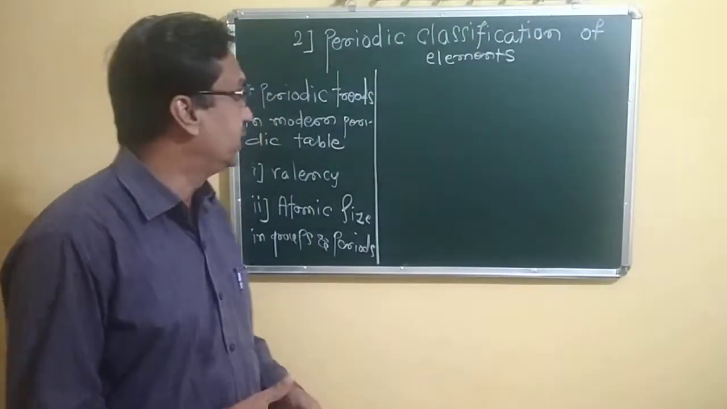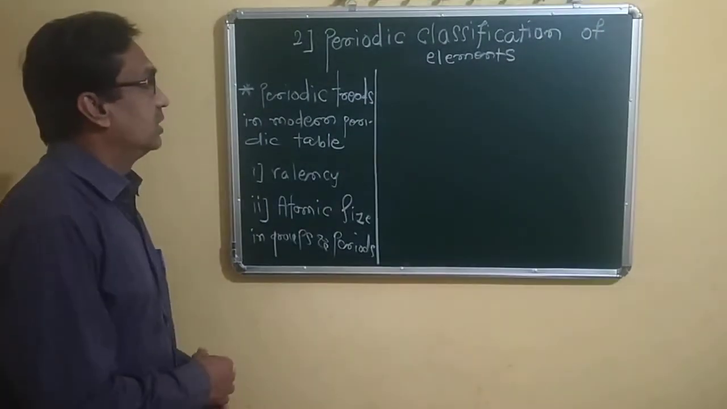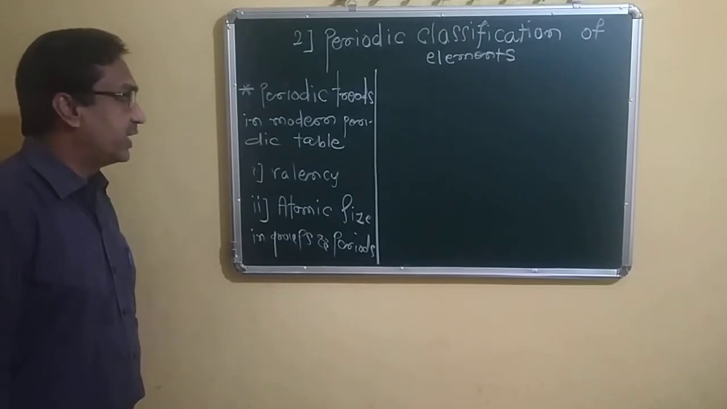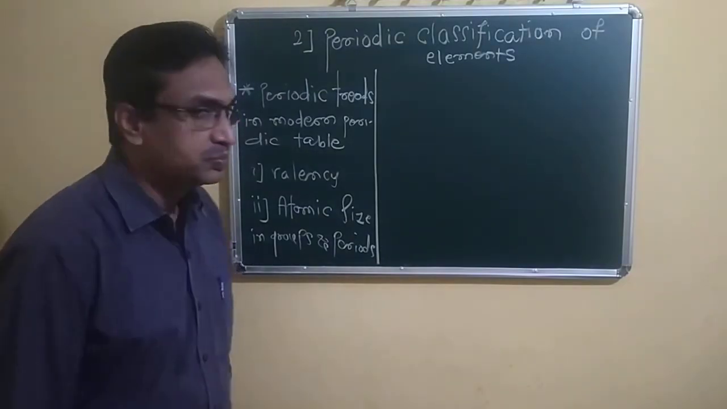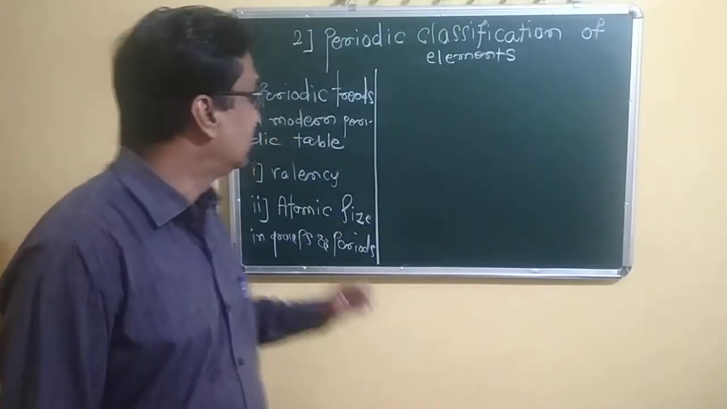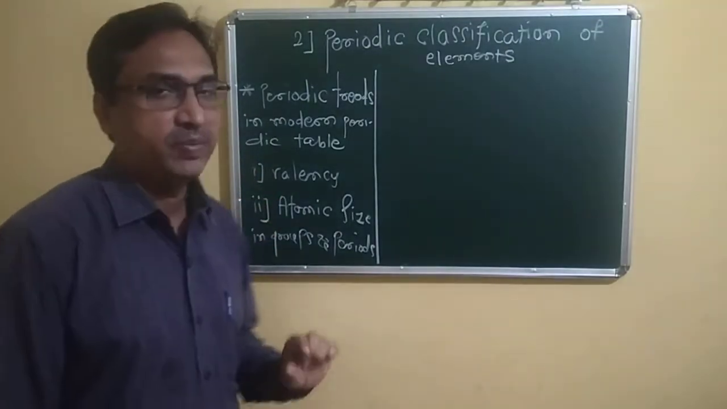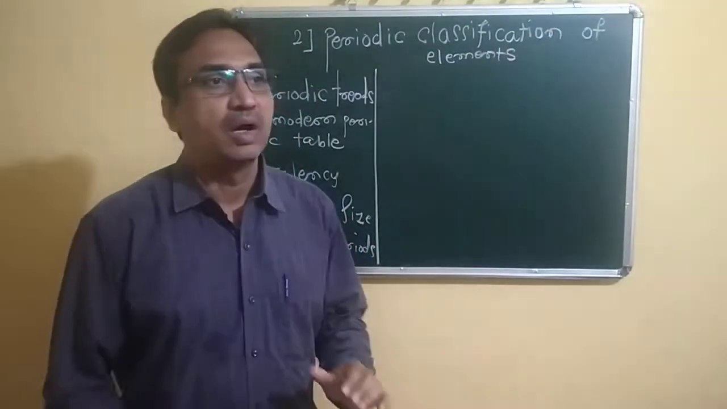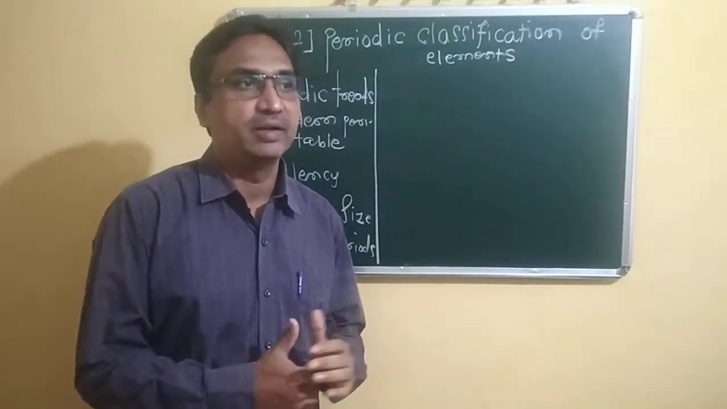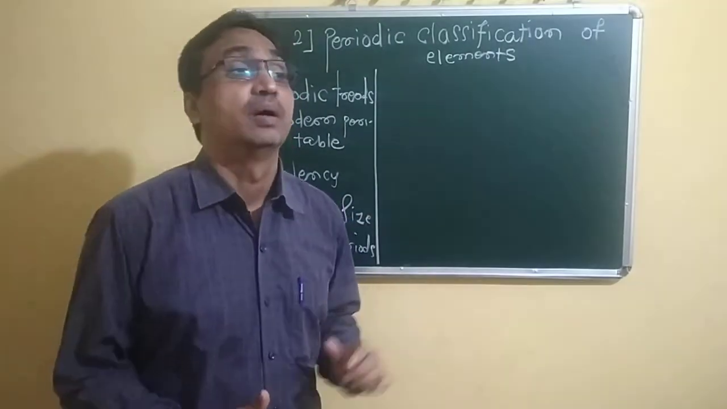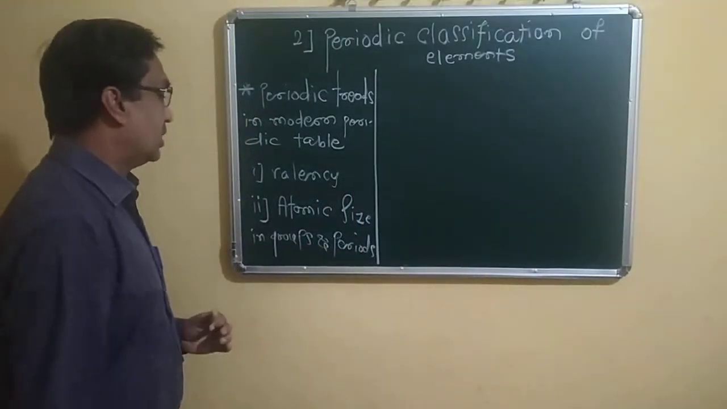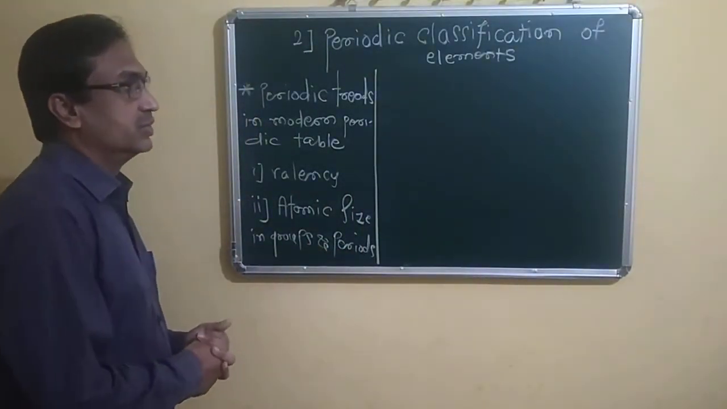We already started the chapter. Today we will discuss the periodic trends in the modern periodic table, regarding valency and atomic size. How do valency and atomic size show periodic trends in groups as well as in periods? We have to study those things.